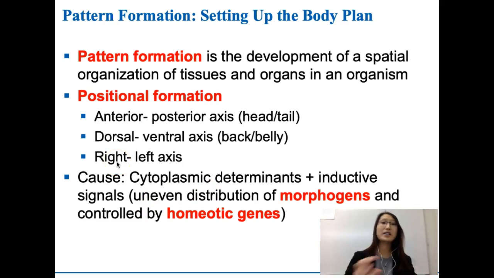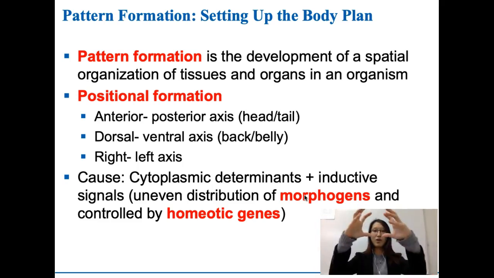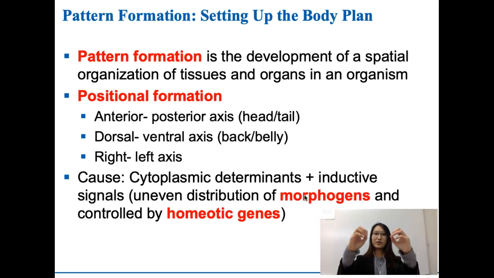Here is the cause of the pattern formation, right? So we're talking about how we have this anterior, posterior, dorsal, ventral, left and right. But what causes this? The same two things that we've talked about before. First one is called cytoplasmic determinants, right? Remember, we have the egg cell, and there's cytoplasm inside the egg cell that has uneven distribution of certain chemicals, including mRNA and proteins. This one egg cell splits into 2 cells, and then 4 cells, and then 8 cells, and eventually 32 cells and more.